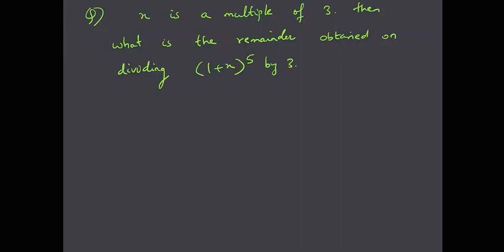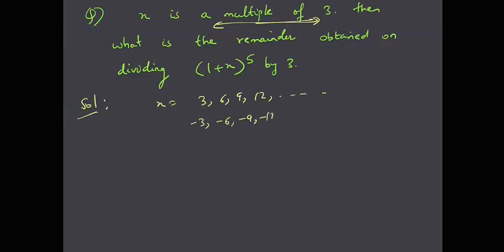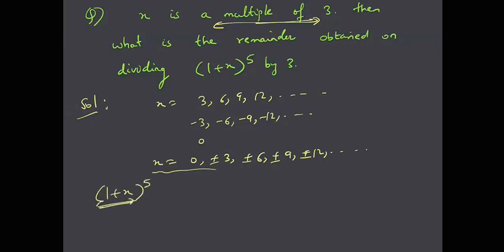Okay, so x is a multiple of 3, right? x is a multiple of 3 means what? Then x can be 3, 6, 9, 12 and so on. Also, we can consider negative numbers: -3, -6, -9, -12 and so on. And also it can be 0. So x can be 0, ±3, ±6, ±9, ±12 and so on. These are the possible values of x. So if x is a multiple of 3, and there is (1 + x)^5, now if you divide this (1 + x)^5 by 3, what will you obtain as remainder? That is the question.